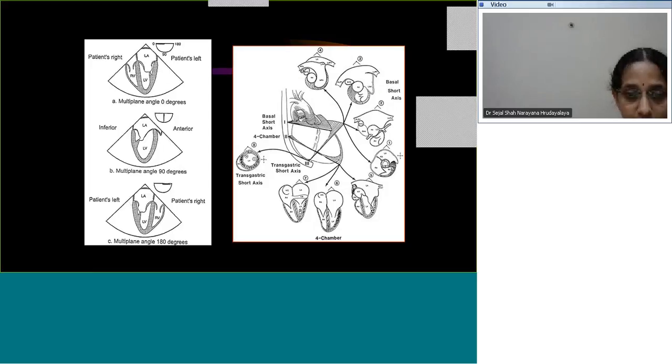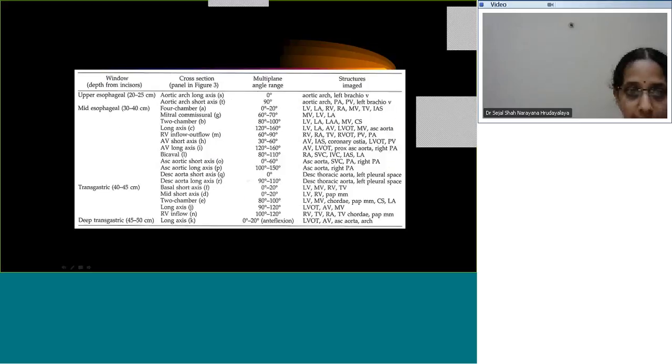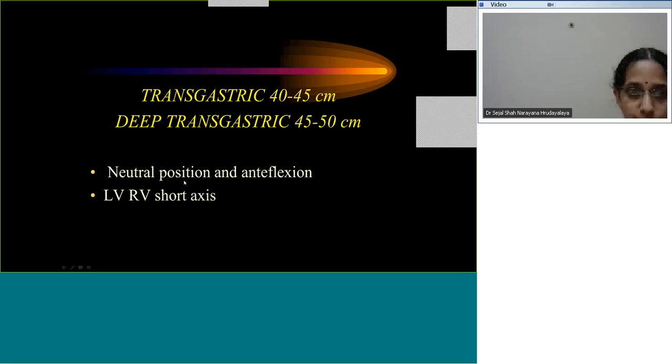I think with this understanding, we can see further that we have multiple images at multiple levels, and we start with the transgastric. Now in an older patient, this holds true. By the time you put the probe up to 40 to 45 centimeters, what we will get is a transgastric view. A little pushing further is the deep transgastric. The deep transgastric has a special importance on the pediatric side. We will see a couple of slides further.